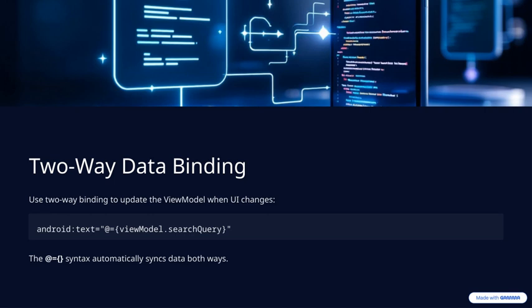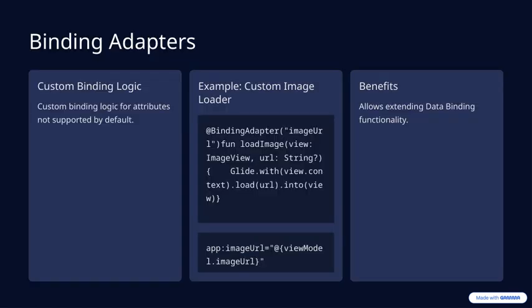All right, let's talk about binding adapters. These are really useful when you need to implement custom binding logic for attributes that aren't supported out of the box. For example, imagine you want to load images into an ImageView using a URL. You can create a custom binding adapter like the one here, where we define a function loadImage that takes an ImageView and a URL string. Inside, we use Glide to load the image from the URL directly into the view.